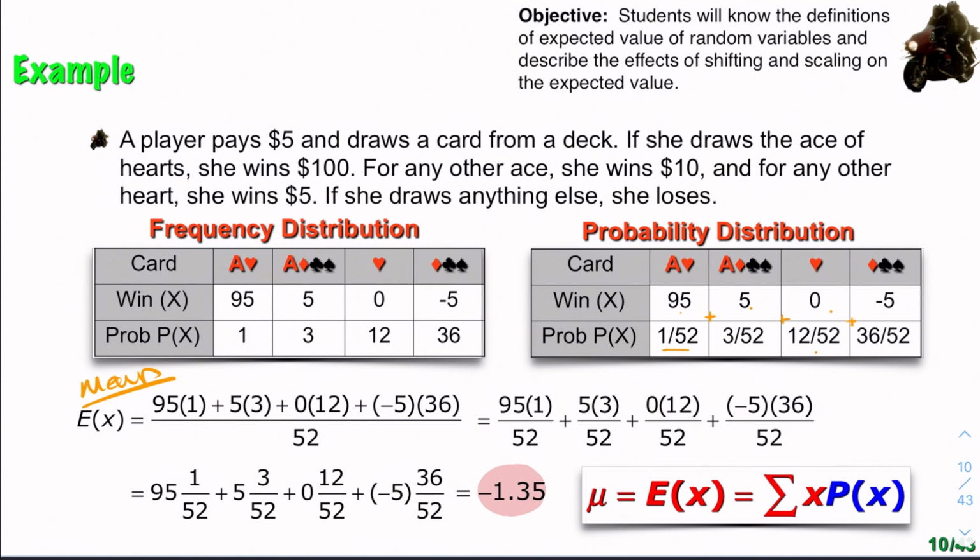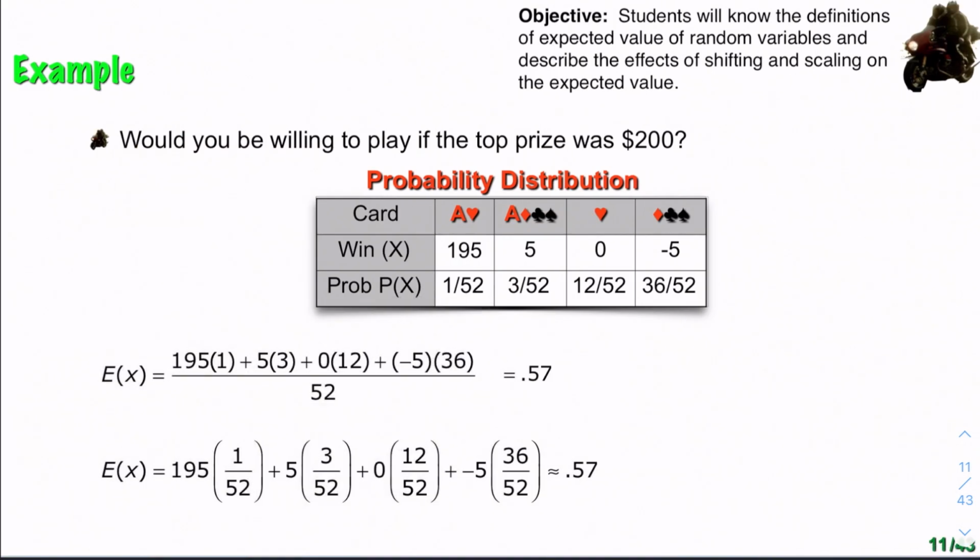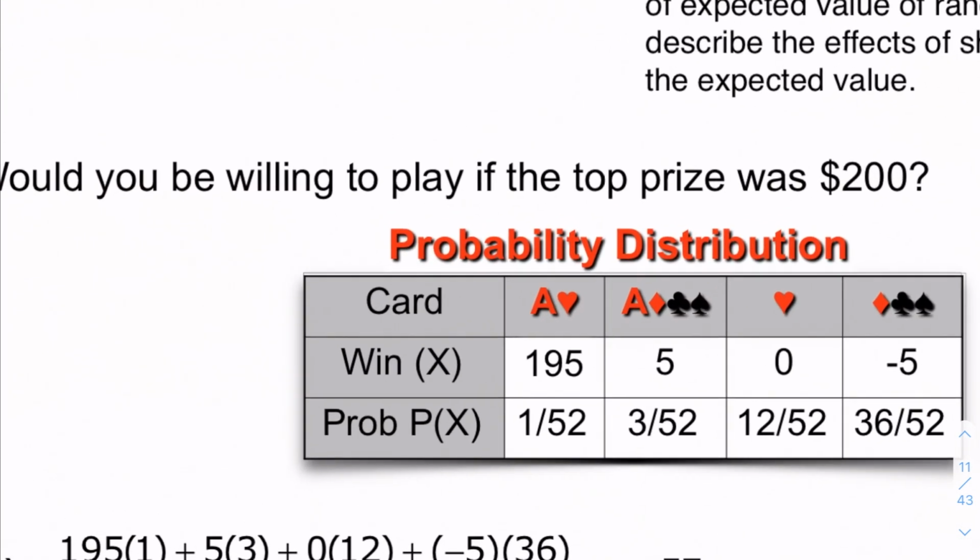So our mu, our mean, our expected value, is each of those outcomes, in this case, our payout times the probability that it happens, and we add them all up. So losing $1.35 every time is not the best deal.